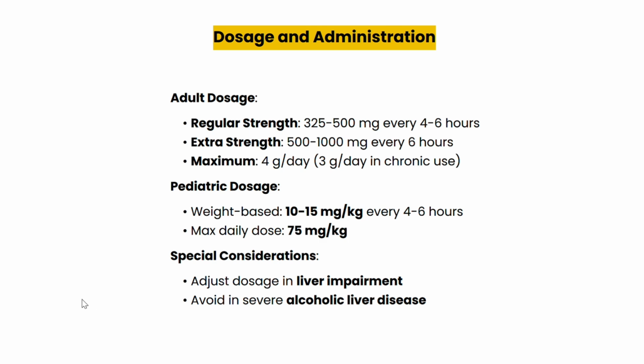For adults, the usual dose ranges from 325 to 1000 mg depending on the formulation, with a maximum daily dose of 4 grams. For chronic users, this limit is reduced to 3 grams to minimize the risk of liver toxicity. In pediatric patients, dosing is weight-based at 10 to 15 mg per kg every 4 to 6 hours, not exceeding 75 mg per kg per day.